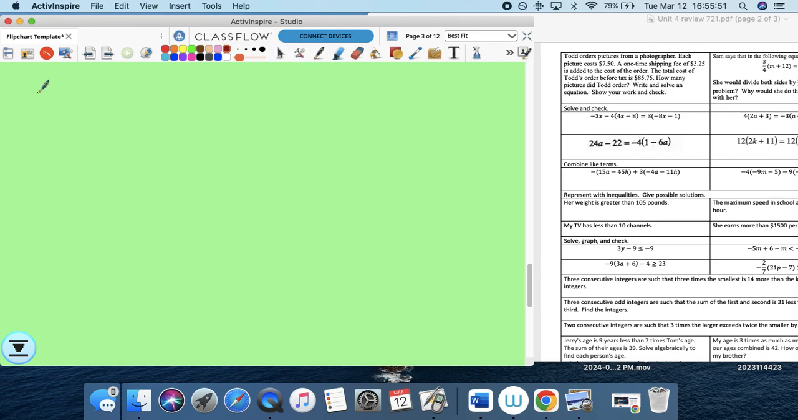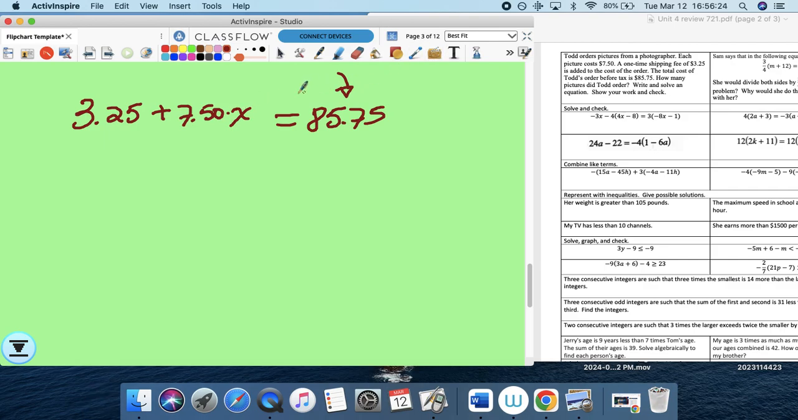Todd orders pictures from a photographer. Each picture costs $7.50, with a one-time shipping fee of $3.25. The total cost of the order was $85.75. How many pictures did Todd order? Write an equation. So the total was $85.75. What was included in this amount? It was the one-time shipping fee, plus 7.50 times the number of pictures. Call it X, call it P.